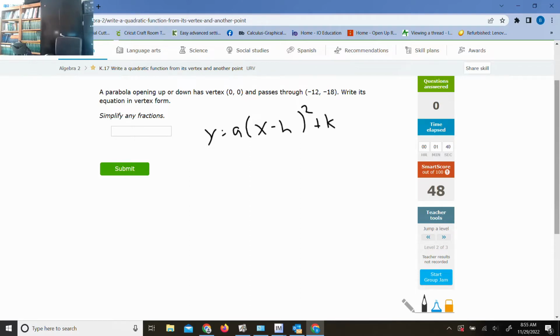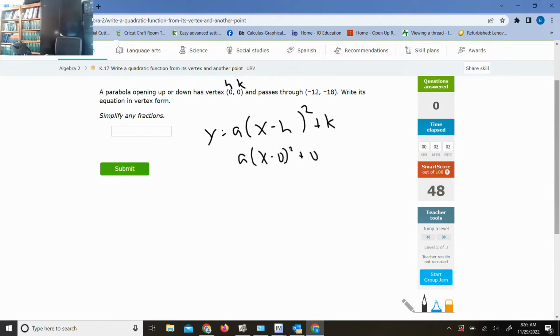Your job is to write an equation in vertex form. It has a vertex at (0, 0), and it passes through (-12, -18). So what does that vertex (0, 0) give you? That gives you your h, that gives you your k. That's easy. a times (x minus nothing) squared plus nothing.